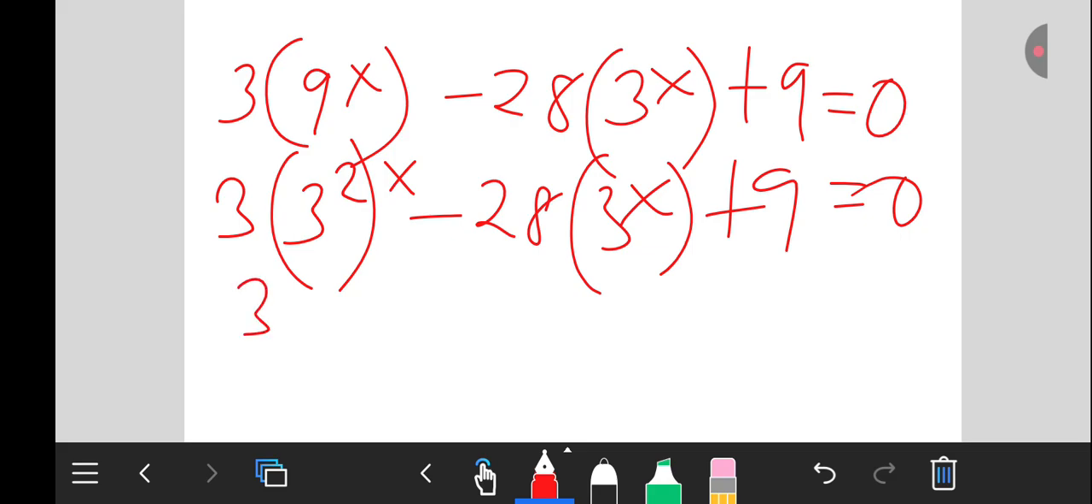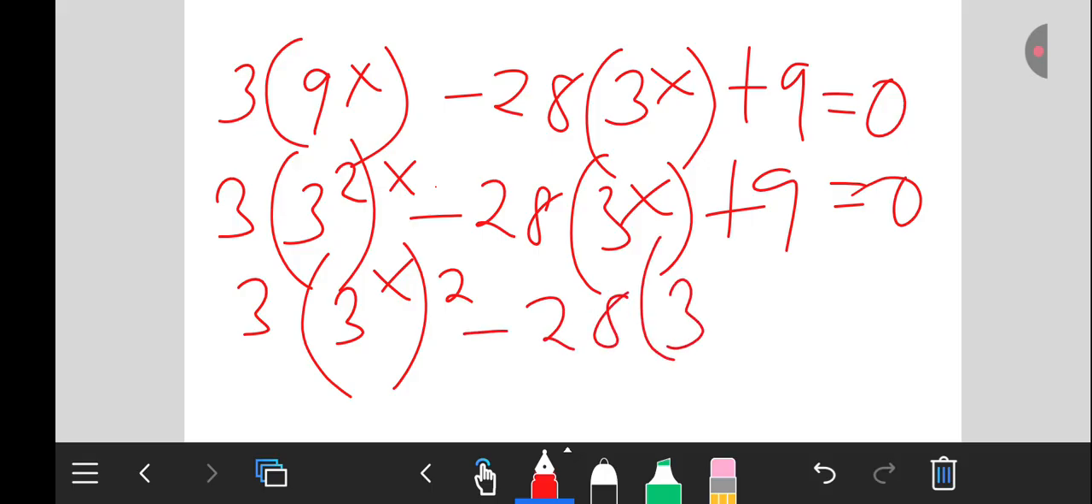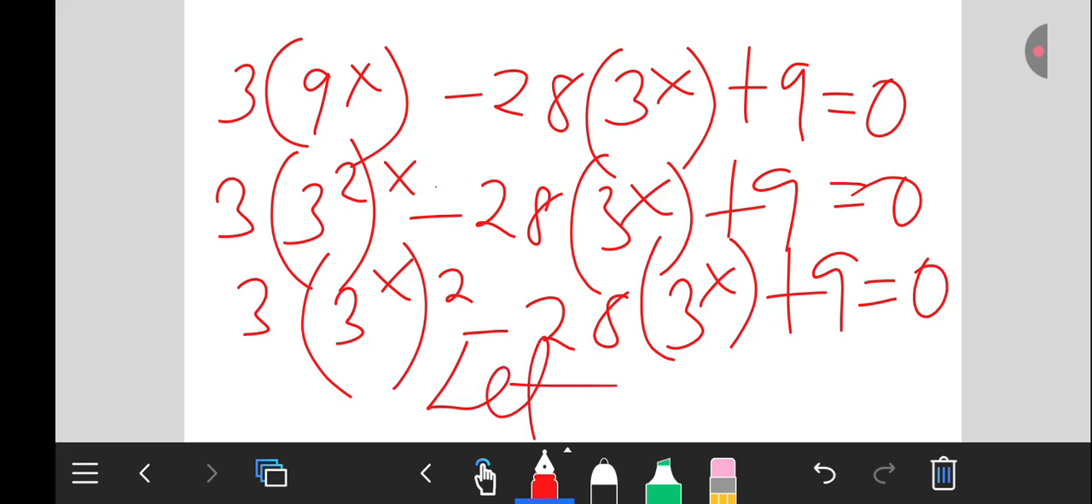Then we can say 3 open brackets. You can multiply those powers. In fact, don't even multiply. You can just compare. So we raise to 3 to the power x. Then this 2 goes out like that. Then minus 28 3 to the power x plus 9 is equal to 0. Then you say let 3 to the power x be equal to y.